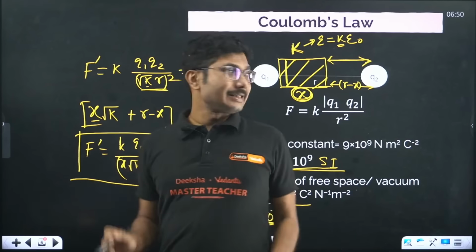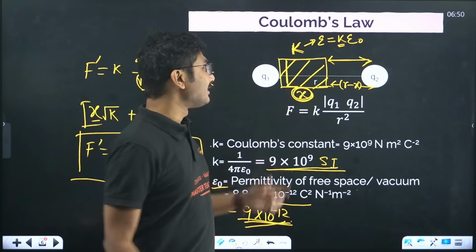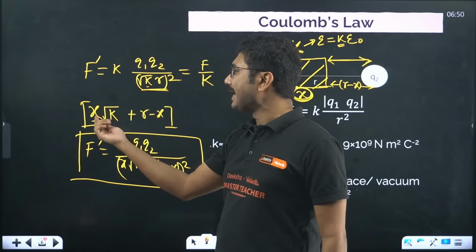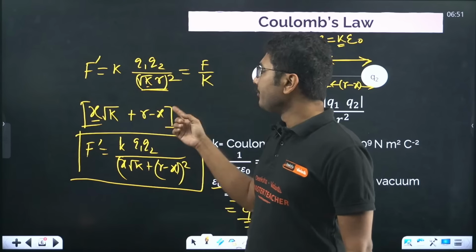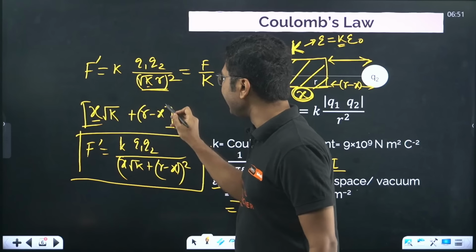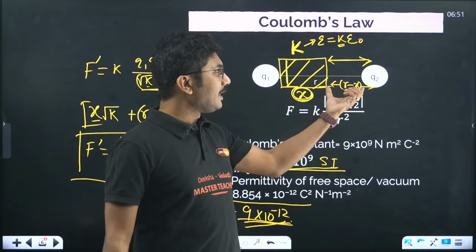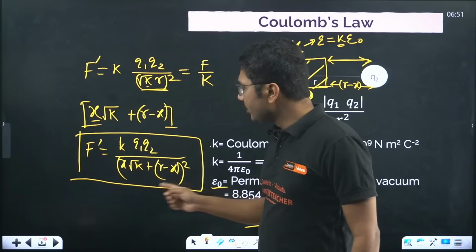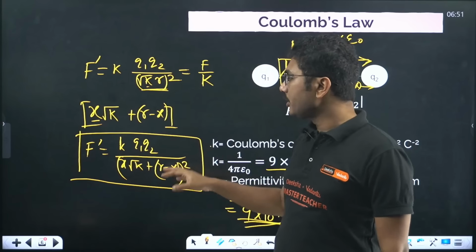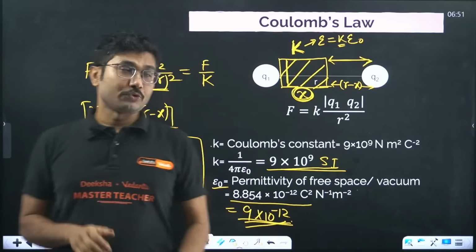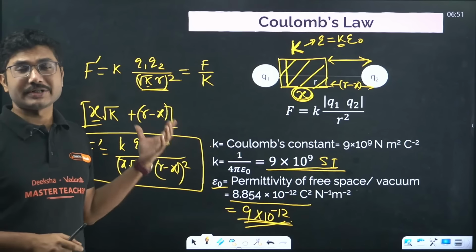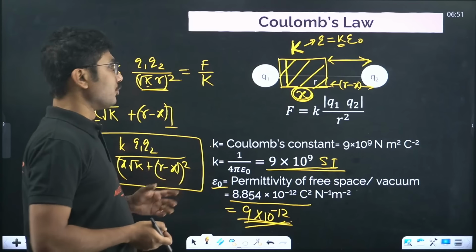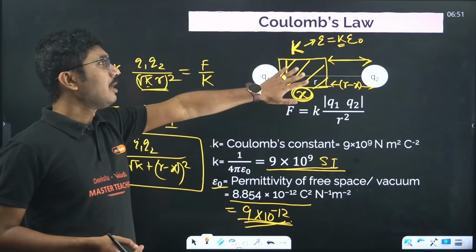Whatever x is the width of the slab that is being inserted, and the dielectric constant is capital K. You multiply x with root K, and add the remaining portion which is already in vacuum. If you add these two quantities and then use the same formula of Coulomb's law, you get the actual force. There were questions where half of the slab is inserted, and you must find the new force. So be prepared for that.